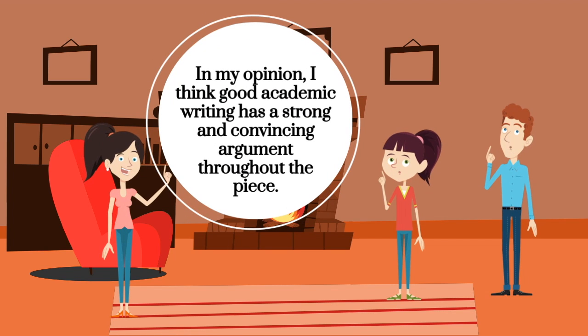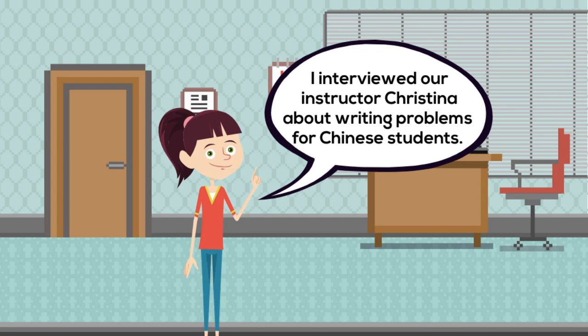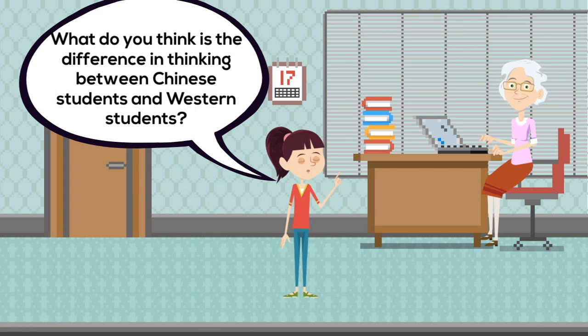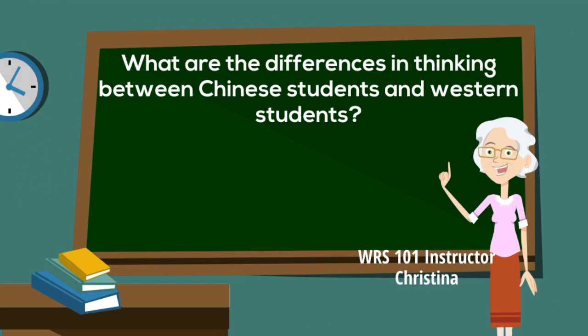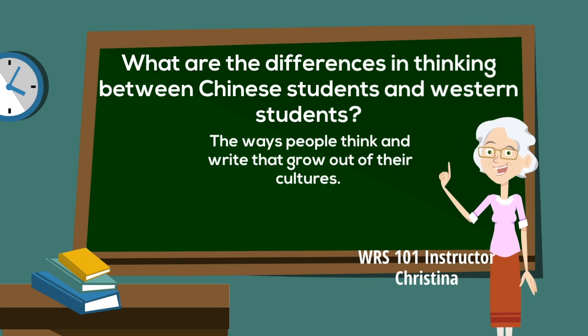In my opinion, I think good academic writing has a strong and convincing argument throughout the piece. Also, we interviewed our instructor, Christina, about Chinese students' writing problems and what Western teachers expect in writing. Hi, Christina. What do you think is the difference in thinking between Chinese students and Western students? This is a big question about rhetorical traditions. That means the ways people think and write that grow out of their cultures.